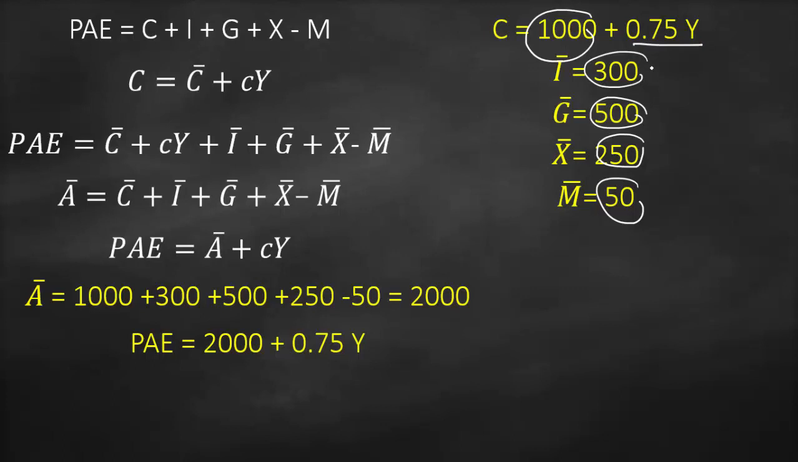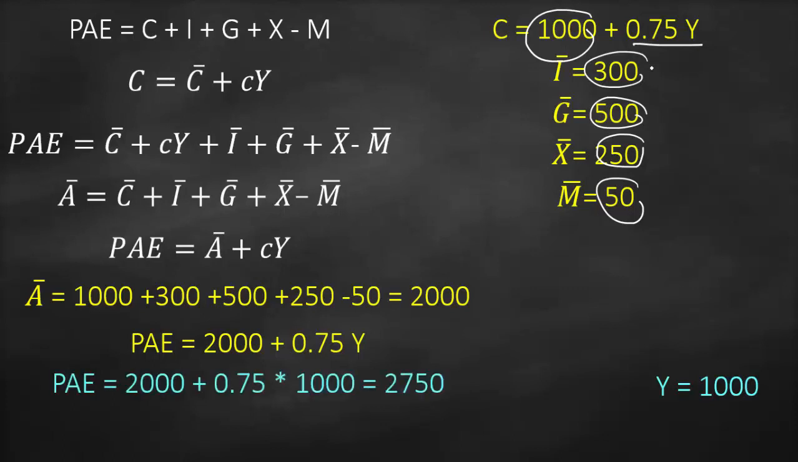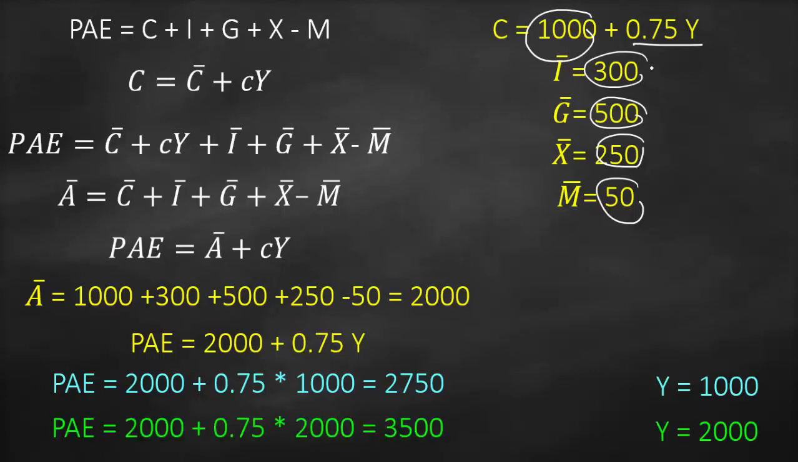So I will ask you, if our disposable income is 1,000, what will be our planned aggregate expenditure? It will be 2000 plus 0.75 multiplied by 1000, which gives us 2750. What if I double our disposable income from 1000 to 2000? What will be our new planned aggregate expenditure? It will be 2000 plus 0.75 multiplied by 2000. By substituting in our formula, this will give us 3500.